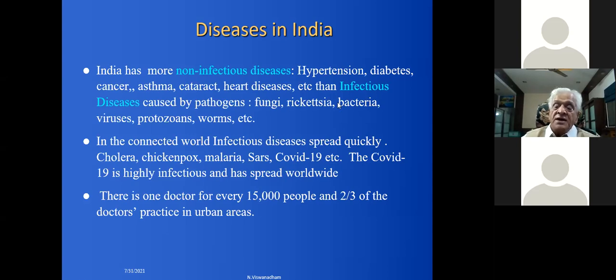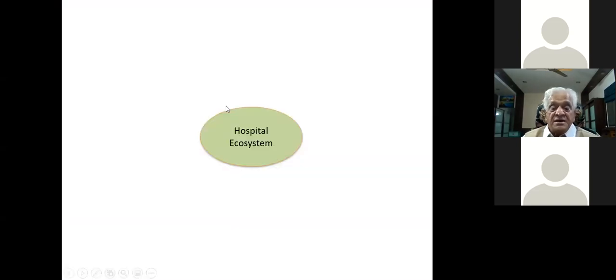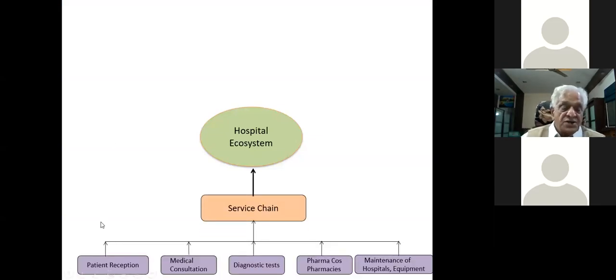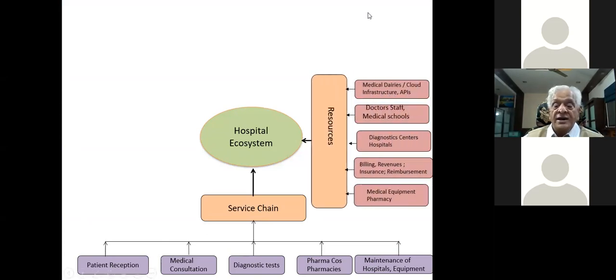What I'm going to do in the next slide is show the hospital ecosystem. How do you see the current hospital? There is a reception center where the patient goes in, and it goes through medical consultation, then diagnostic tests, pharma companies, pharmacies, and maintenance of hospitals and equipment. These are all the things that the service chain constitutes. You can add some more if you have. And there are resources that are needed. What are the resources that are needed here?